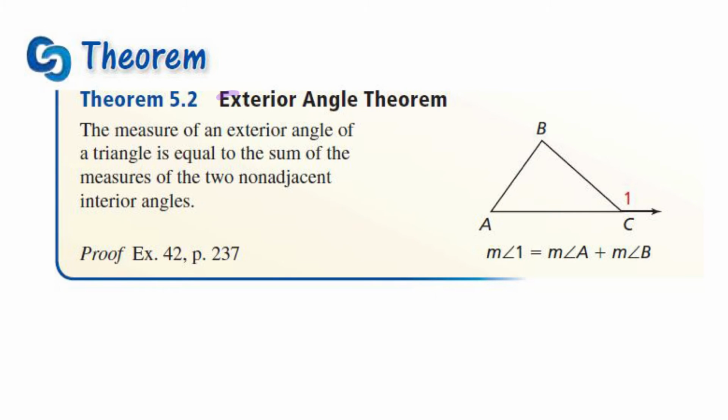So this theorem, the exterior angle theorem, states that the measure of an exterior angle of a triangle is equal to the sum of the measures of the two non-adjacent interior angles. So what that means is that if we look here, the measure of angle 1 here is equal to angle A plus angle B, because they are not the ones that are right next to each other. So angle 1 is equal to this angle plus this angle.